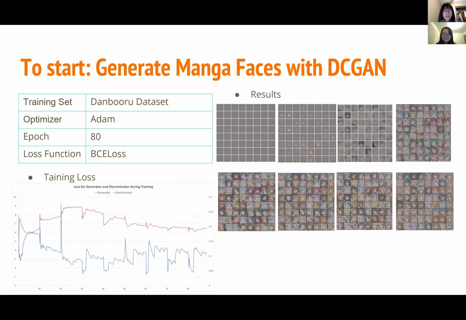As we can see in those 8 pictures, at the very beginning we can hardly see any faces in the results we obtained, and along with the training process, after 80 epochs we can eventually get some good face results.